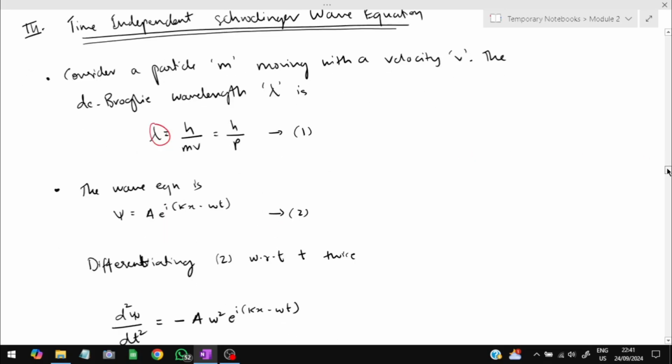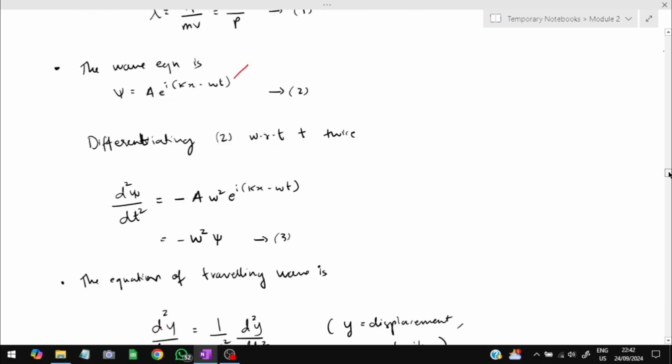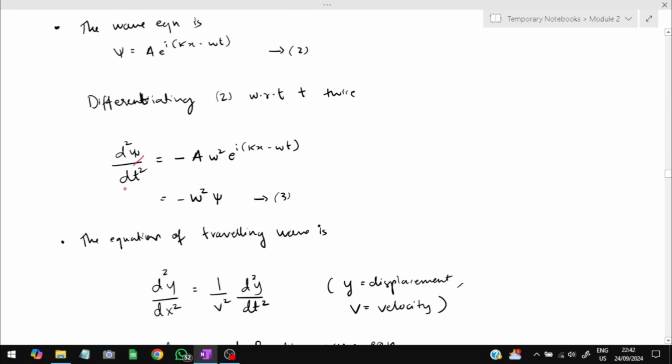Also the wave equation, as we discussed earlier, is A e^(i(kx - wt)). Now we differentiate this equation with respect to time twice. What we get is d square psi by dt square equals minus A w square e^(i(kx - wt)). The term A e^(i(kx - wt)) can be written as the wave function symbol, so it is substituted as the wave function, and minus w square remains as such. This equation will be taken as 3.